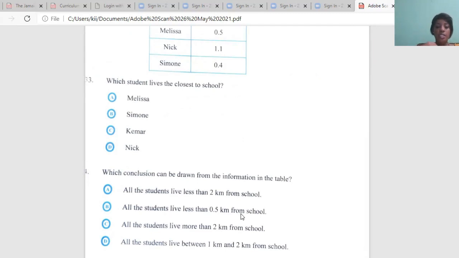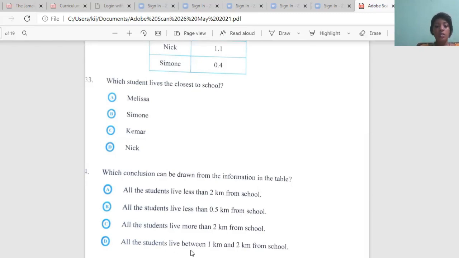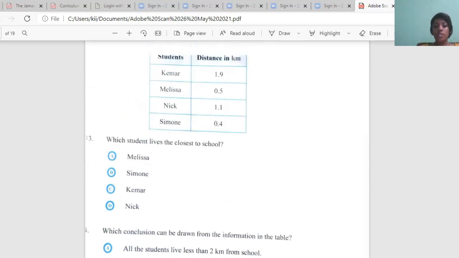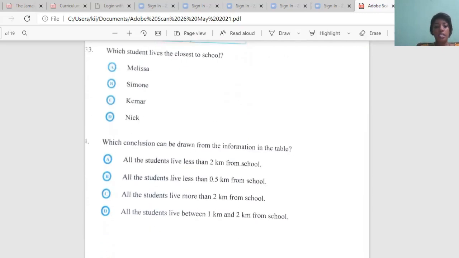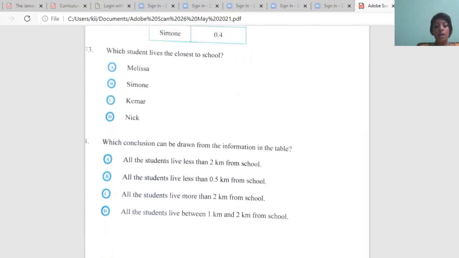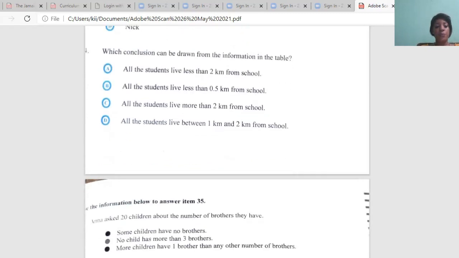All students live more than 2 kilometers. None of the students live more than 2 kilometers. All students live between 1 kilometer and 2 kilometers. That's also not true because we have students living less than 1 kilometer. So it's safe to say that all students live less than 2 kilometers from school. So the answer is A for 34.